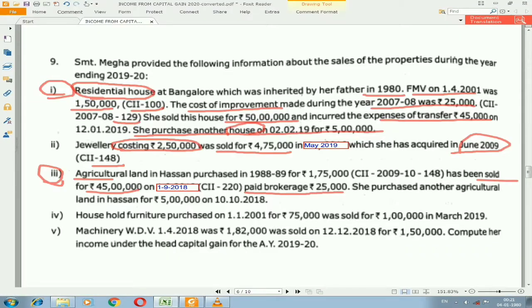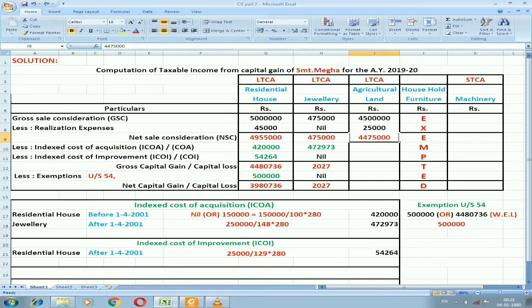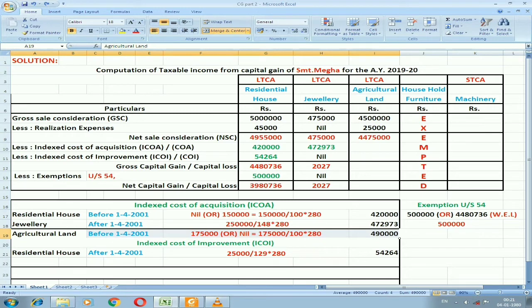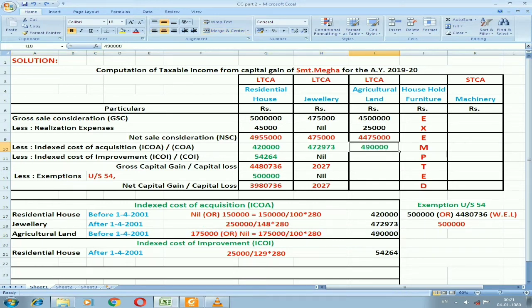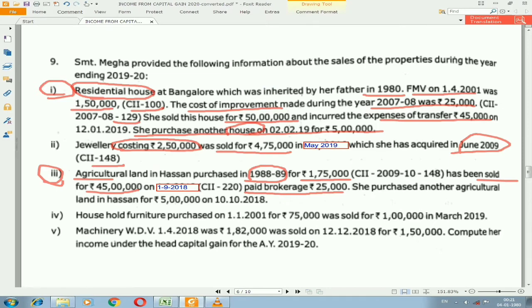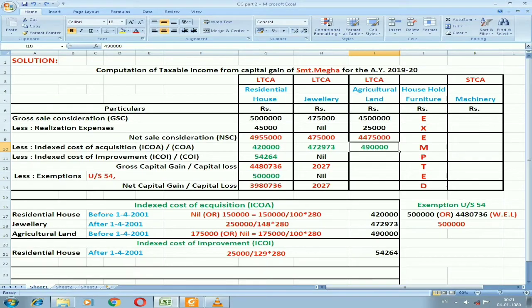Let us consider indexed cost of acquisition. It is purchased in 1988-89, so it is before 1/4/2001. On that day they purchased it with the value of 1,75,000. But in the illustration they have not given the fair market value as on 1/4/2001. So we have only cost. In the first we had only FMV, but here we have only cost. So I have taken the cost value 1,75,000. Divided by 100 into 280, you will get 4,90,000. Let us check, do we have improvements? We don't have any improvements here, so it will be nil. If you deduct that, you will get 39,85,000.